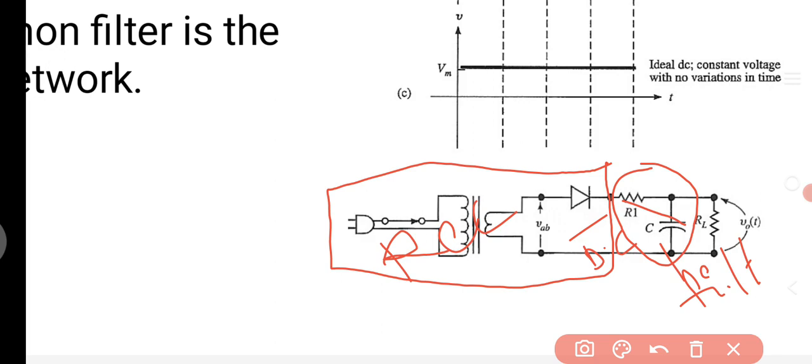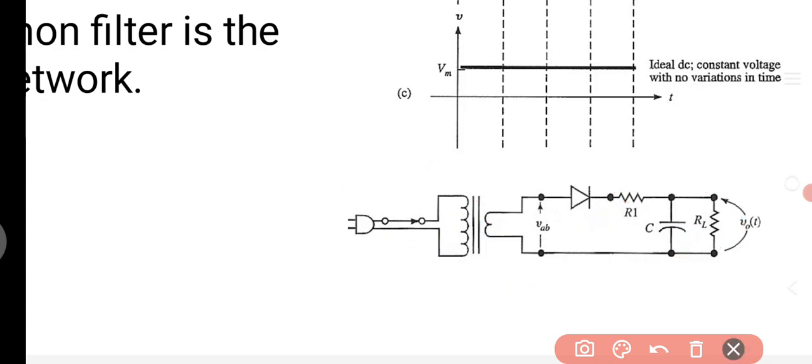This filtering output will be given to the load. Here the load is RL. The output across this load resistor will be A0 of T, which is our required output of the filtering circuit. That means the input for the filtering circuit is the rectifier output. So this rectifier output acts as the input to the filtering circuit. The output of the filter circuit smoothens the pulsating DC output of the rectifier. That means we can get the approximate DC output.